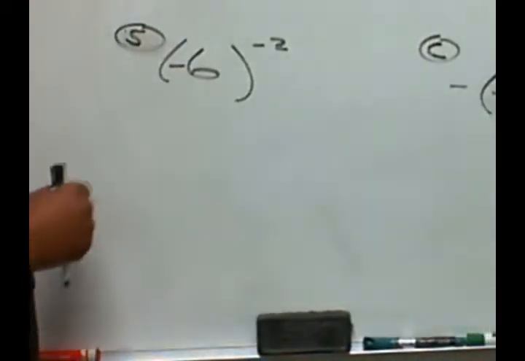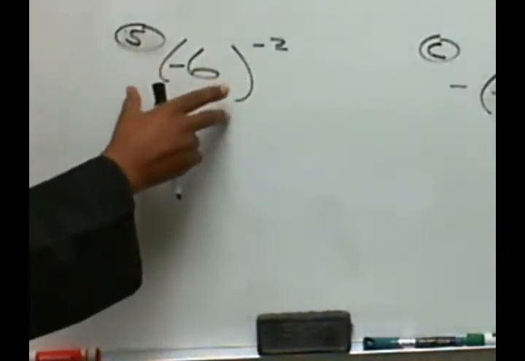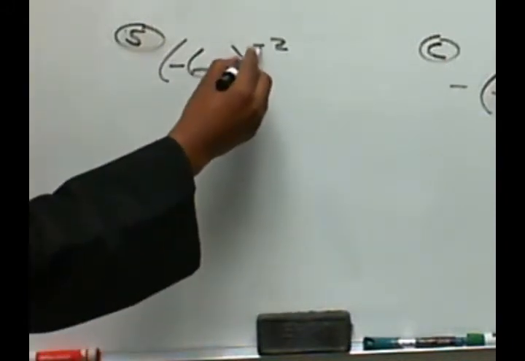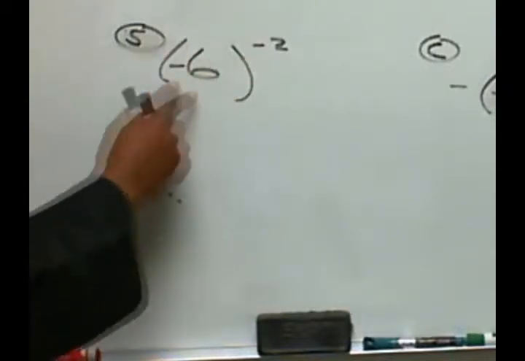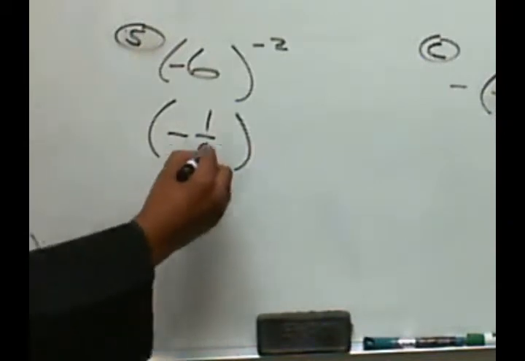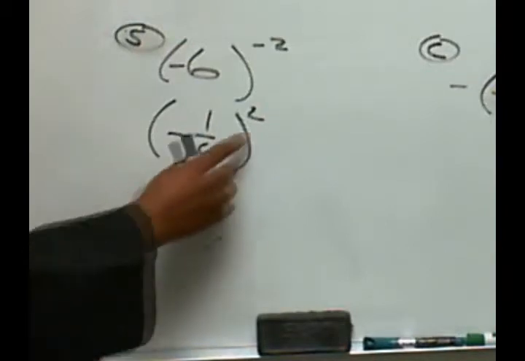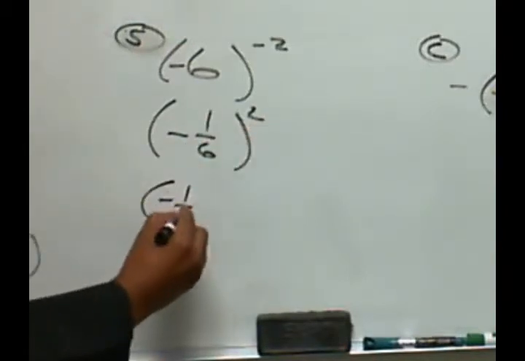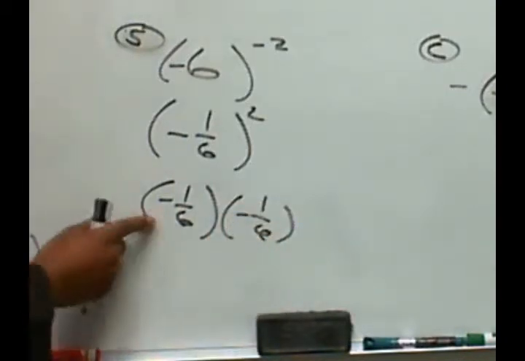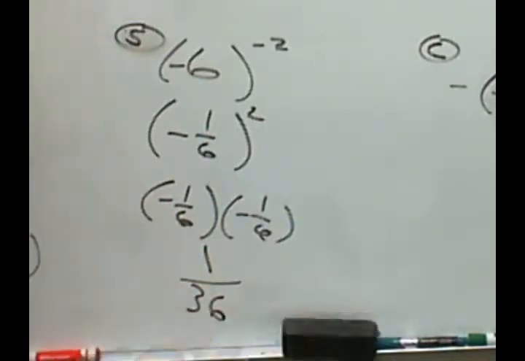Number 5. Here, the negative is within the parentheses. Parentheses keep us from reaching something so that we can work with things on the outside. So we can't work with the inside, so we'll work with the negative on the outside. When I remove this negative, we take the reciprocal of the base, the parentheses remain, and we get a negative 1/6 inside. And again, the parentheses are still there, so we can't do anything to the inside, so I'm going to expand this into negative 1/6 times negative 1/6. And now I can multiply these. A negative times a negative is positive, 1 times 1 is 1, and 6 times 6 is 36.